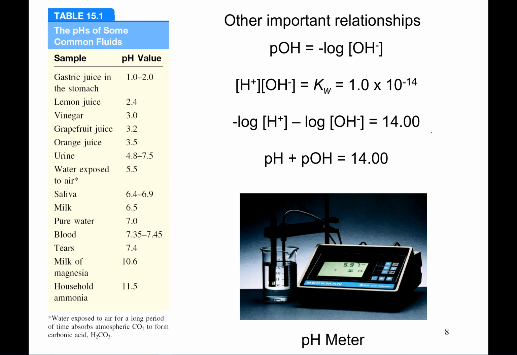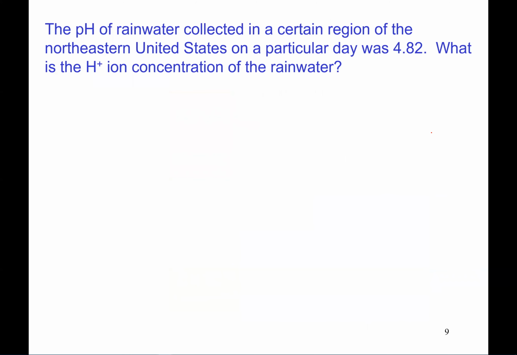So you have the pOH equal to the negative log of the OH concentration, and Kw is 1 times 10 to the minus 14. The negative log of H plus the negative log of OH is equal to 14, so pH plus pOH is equal to 14.